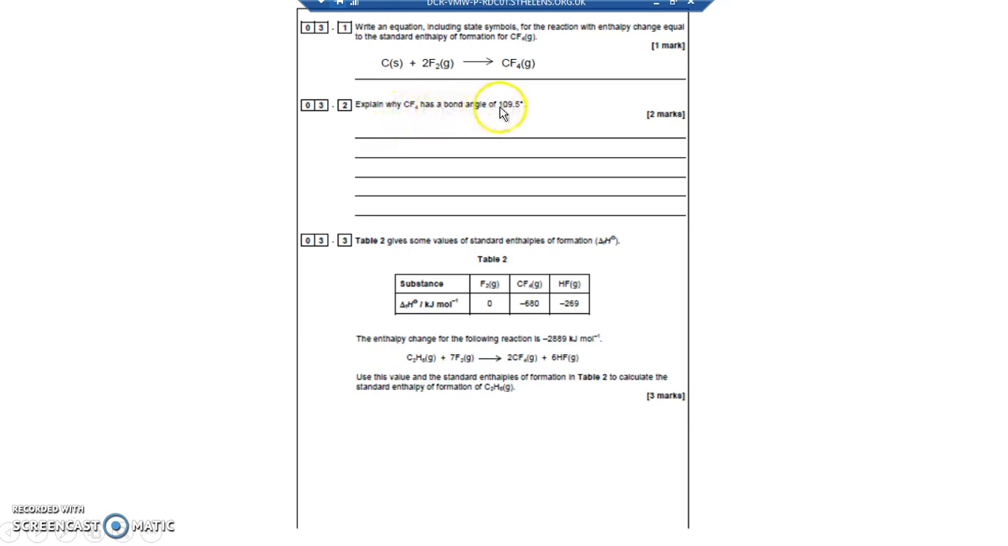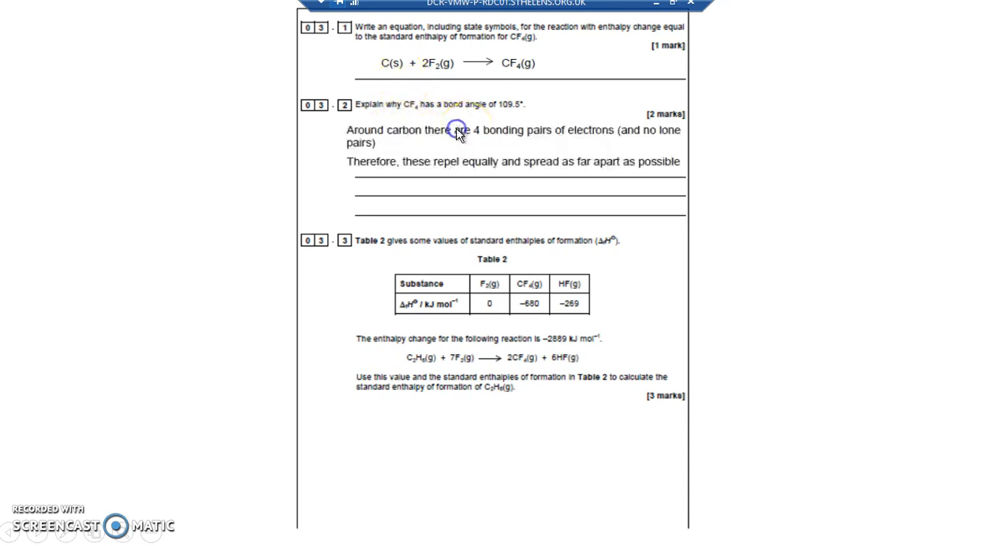Explain why CF4 has a bond angle of 109.5. Well, carbon's in group 4, so it has 4 electrons in its outer shell. If 4 Fs come and bond with covalent bonds, carbon's going to have 4 bonding pairs, and it's got no leftover electrons, so it's going to have no lone pairs. It's got 4 bonding pairs. These will repel equally and as far apart as possible and form a bond angle of 109.5. It'll form a tetrahedral shape.